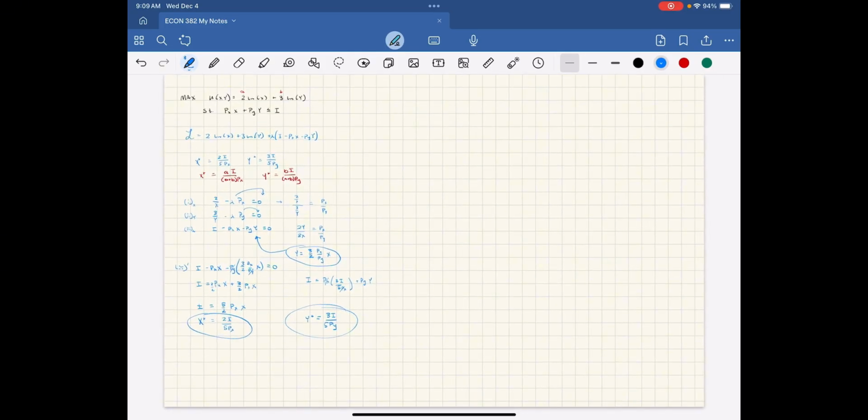So when you see a log utility function, the shortcut allows us to jump straight to this step. Or if you're not certain about that step, we can just go through the first order conditions, solve for one of the variables as a function of the other. So y is a function of x, plug it back into the budget constraint, and then solve for each x and y. And there's where we get our solution.